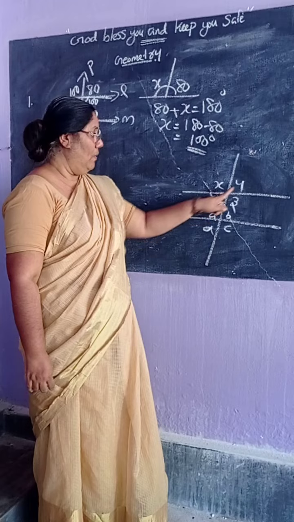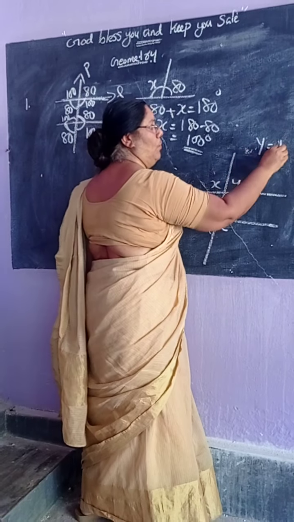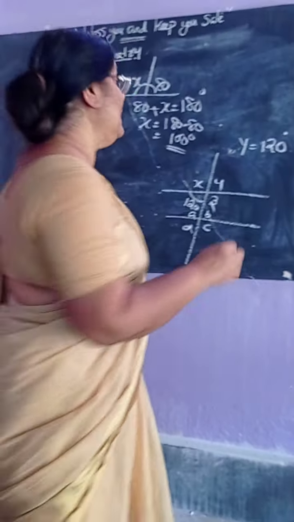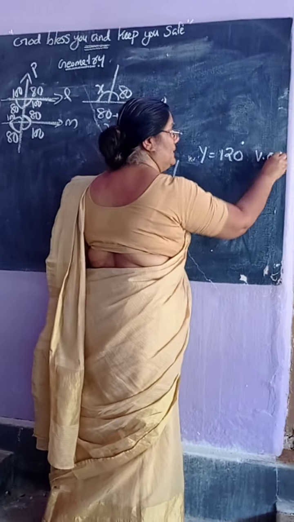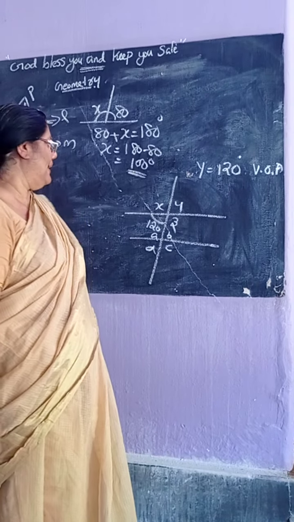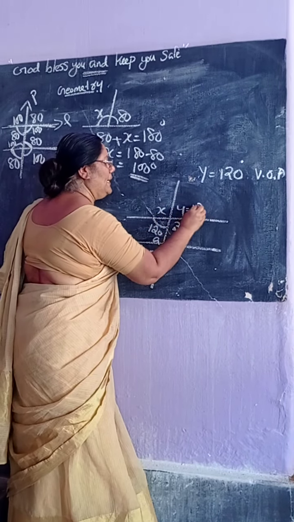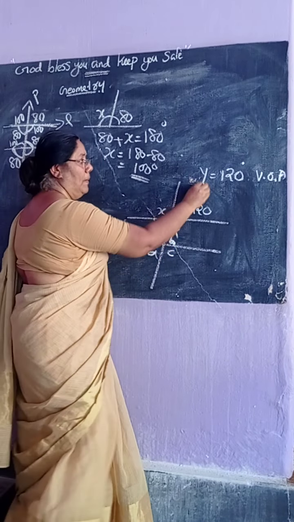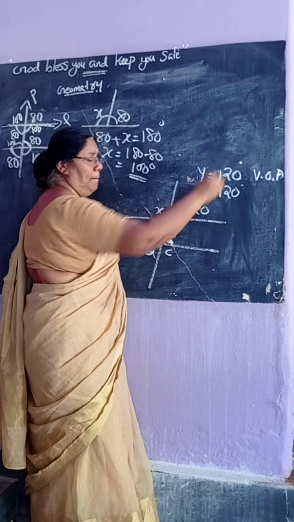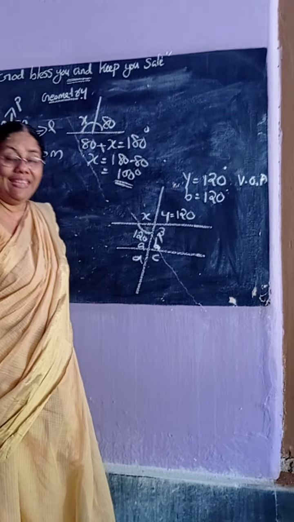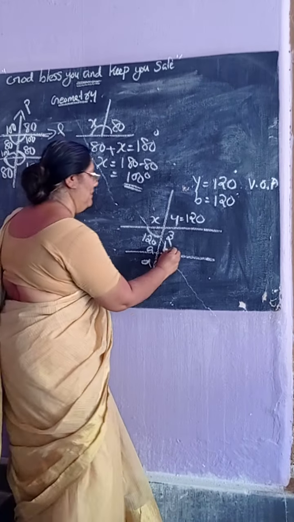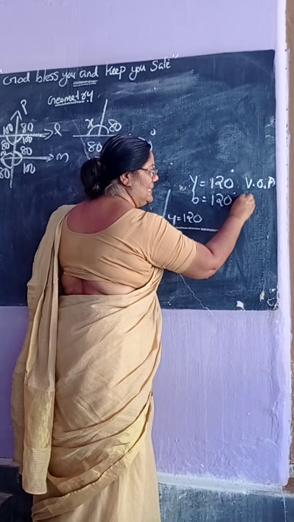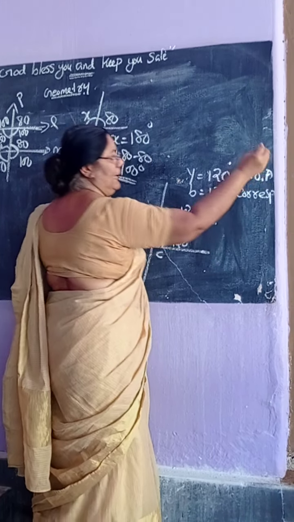What is y? y equal to 120. The reason is vertically opposite angle. Vertically opposite angle, VOA. Then you can mark here 120. Then can you say what is this b? b is also 120. Say loudly, what's the reason? Yes, corresponding angle. This is also just above the parallel line.